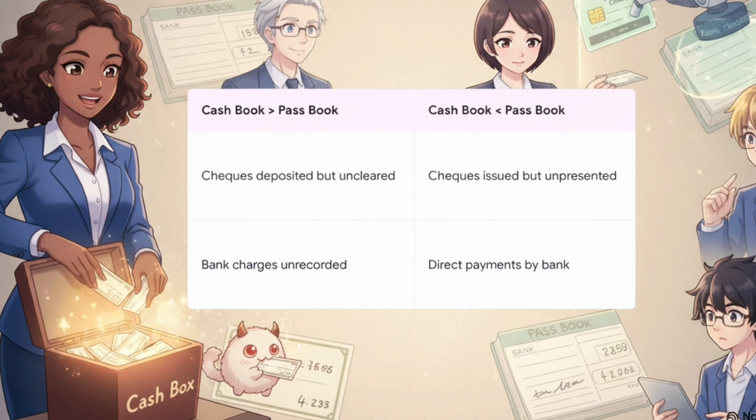Conversely, the cash book balance will be less than the passbook balance when you issue checks that haven't been presented for payment yet. Another really great example of this is bank charges. The bank just deducts their fees directly, reducing your passbook balance instantly, but you only reduce your cash book balance later on when you actually find out about the charge. The underlying logic here is purely about who records the transaction first.